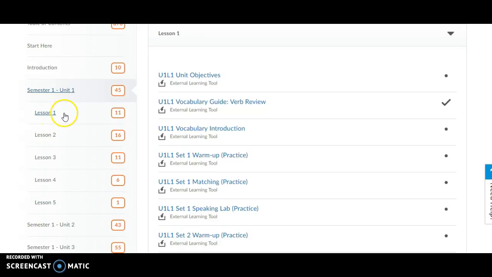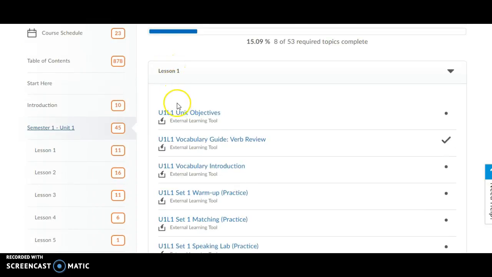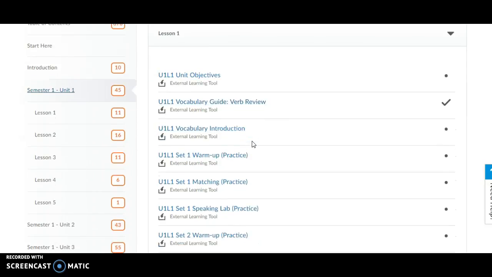Lessons 1 and 2 are your introductions to the material. Lesson 1 will always have your vocabulary. So in Lesson 1 you have your objectives, and right after that you have your vocabulary. This is where you find your vocabulary sheets. Go to it, download it right there. It has a little print button right at the bottom of it. You'll see them right there, and you can print out the vocabulary sheet.